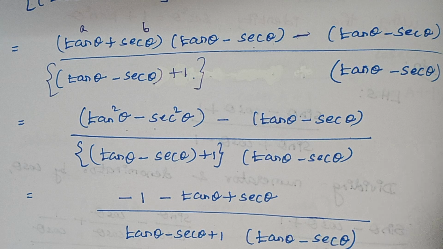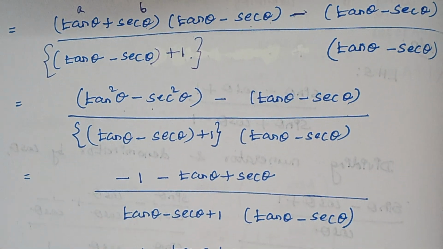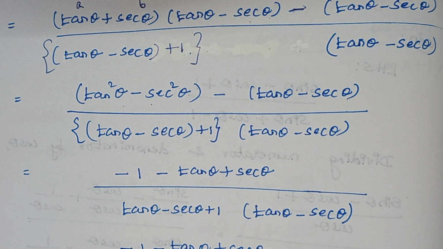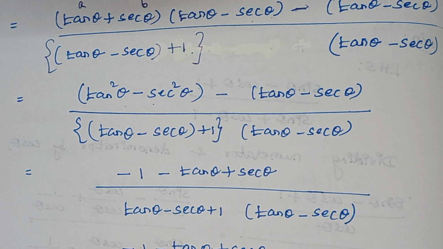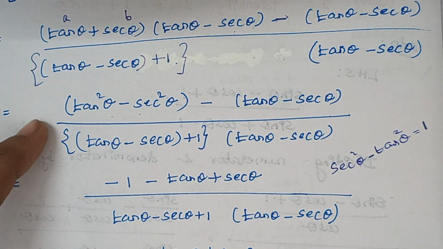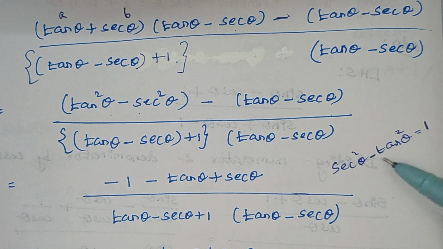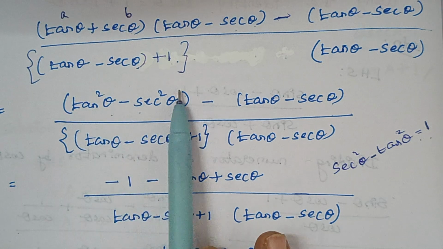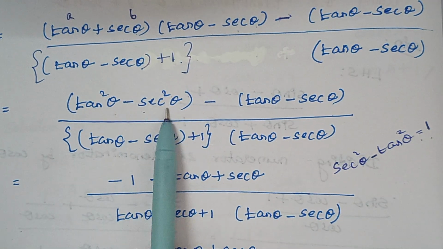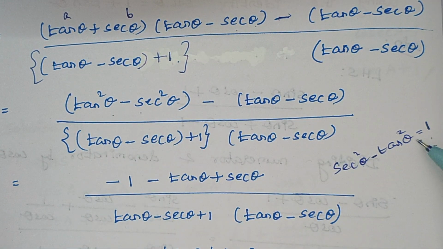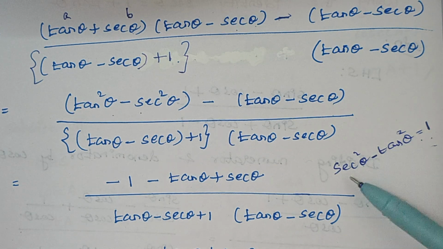Now tan square theta minus secant square theta becomes minus 1. Why? Because our identity is secant square theta minus tan square theta is equal to 1. But here we have tan square theta minus secant square theta. This is just reversed. Therefore, when it is reversed, automatically this is equal to minus 1.